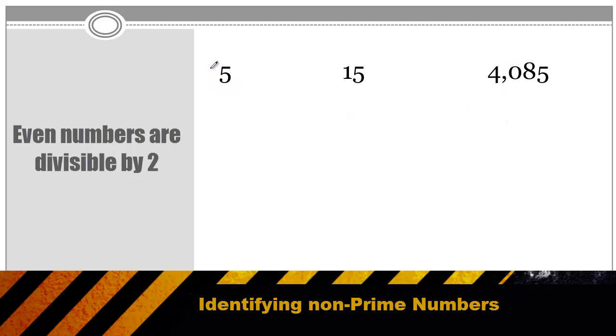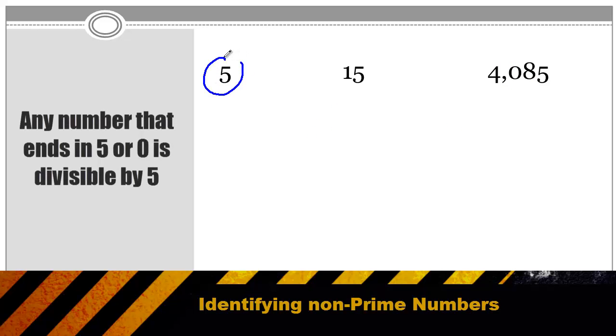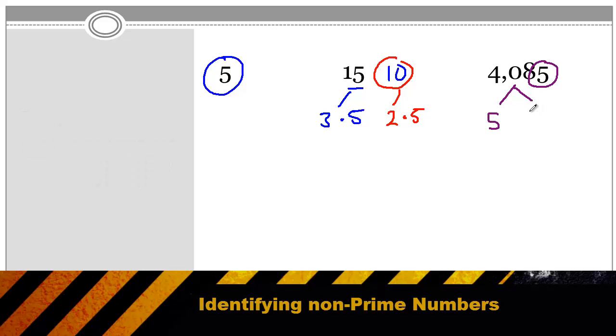We have a similar situation with the number 5. 5 is prime, but anything that ends in 5, or 0 for that matter, can be divided by 5. So 15 breaks down to 3 times 5, and 10 breaks down to 2 times 5. While I may not know exactly how to divide 4085, I can see that it ends in a 5, so it's divisible by 5, which simply means that it's not prime.